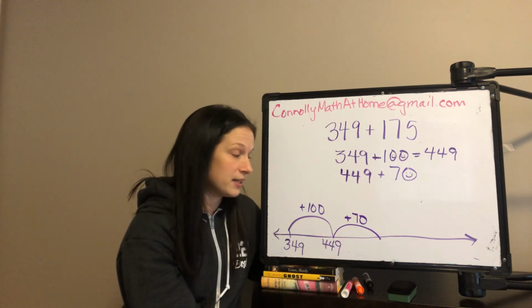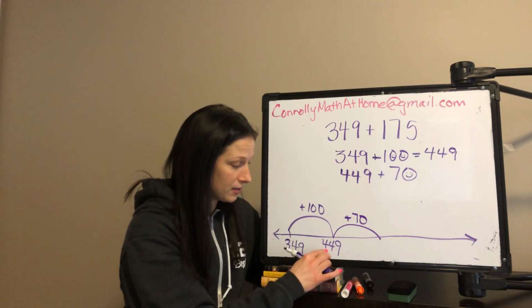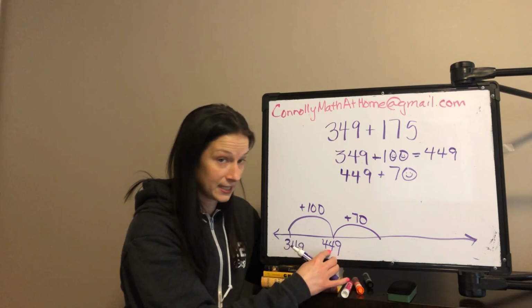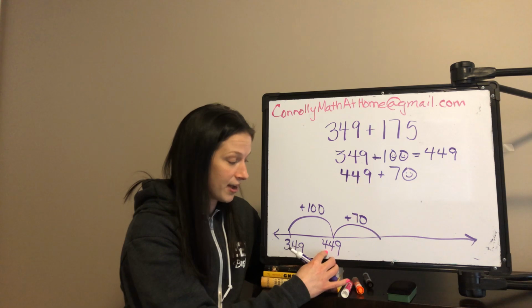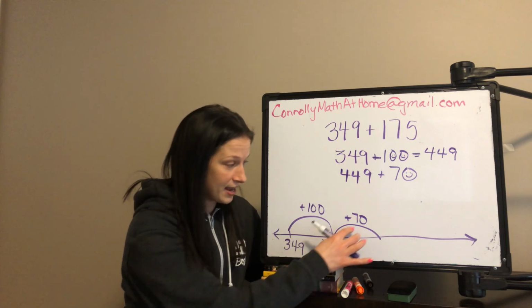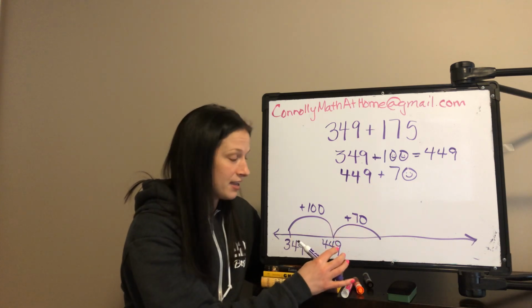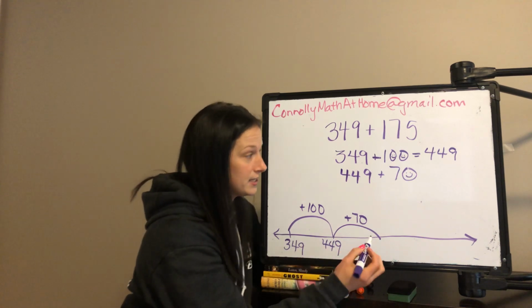And students might be thinking about this in their heads. They might be thinking 449 plus 60 is going to make 509. And then I have one more group of 10 than that. So I'm going to be at 519.